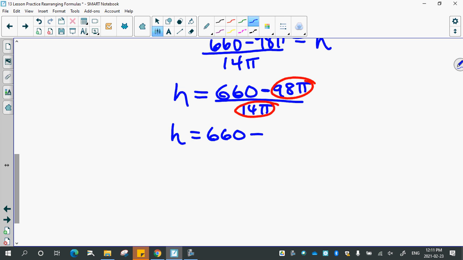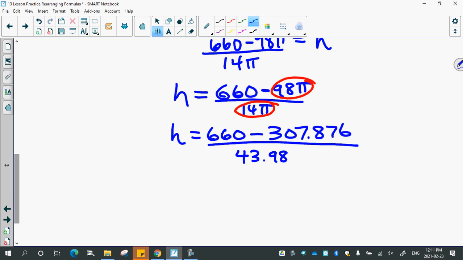So 98 times pi. You can do 3.14 or you can press your pi button, but you should get approximately 307.876. And then 14 times pi, 43.982, approximately. Okay.